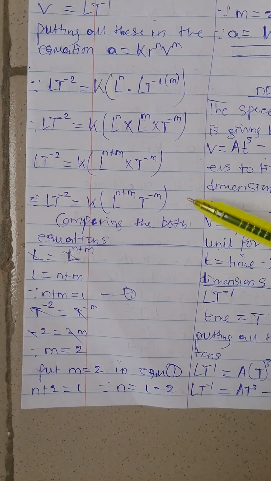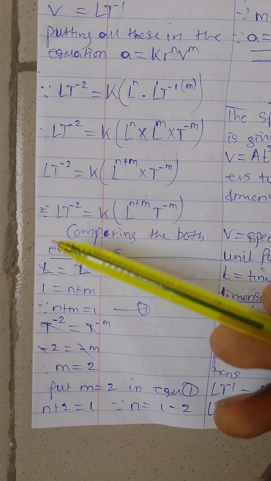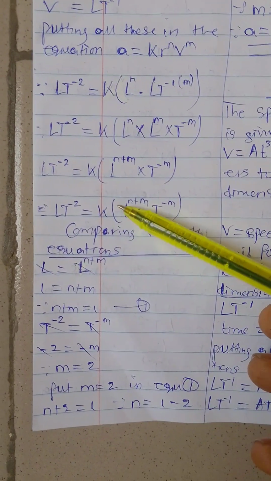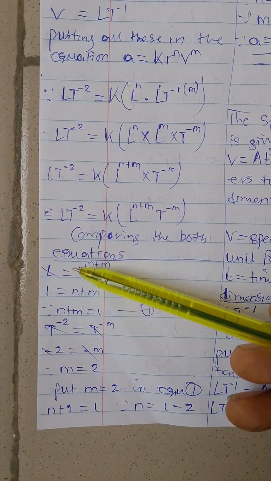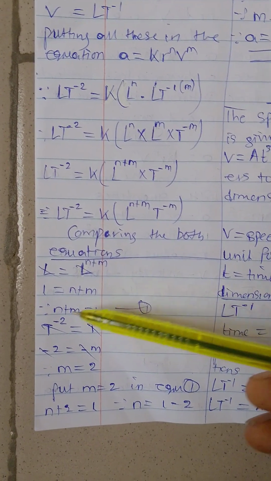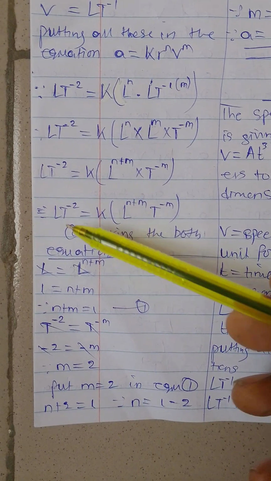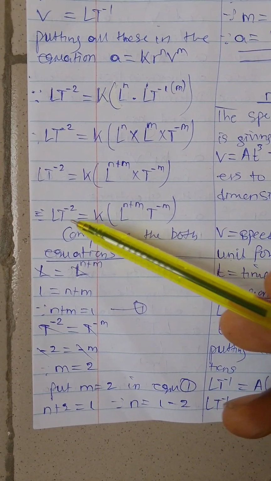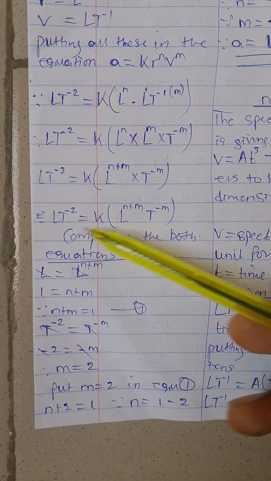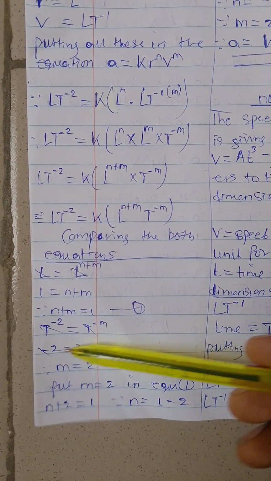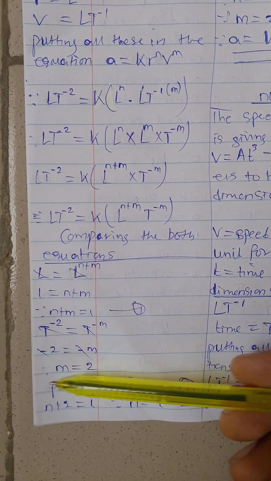So what you do is compare both equations. Comparing for L, L is equal to L raised to n plus 1, right? If L cancels, 1 is equal to n plus 1. So n plus 1 is equal to 1. I call this equation 1. Now comparing for T, I have T raised to minus 2 is equal to T raised to minus m, right? If T cancels out, minus 2 is equal to minus m. So m is equal to 2.